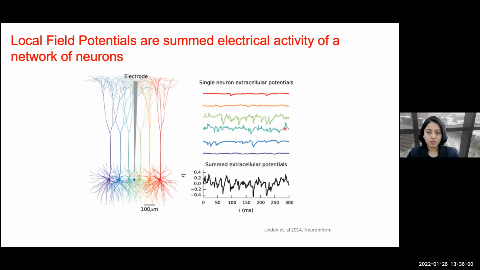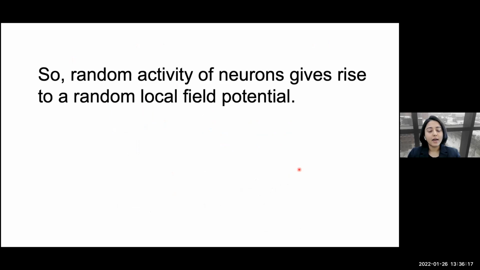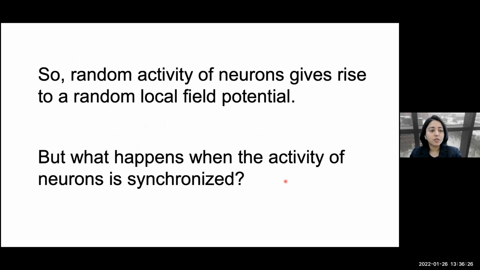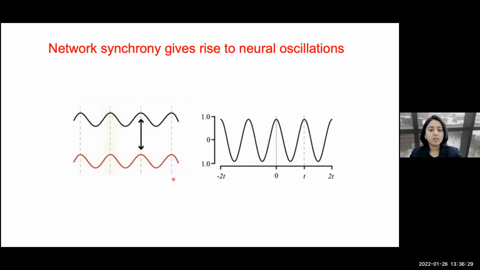One interesting point to note here is that the electrical activity of each of these neurons is different, and the lack of any synchrony among their activity is manifested in the lack of a definite rhythm in these extracellular potentials. So we see that random activity of neurons gives rise to a random local field potential. But what happens when the activity of these neurons is synchronized? For instance, say the peaks and troughs of the electrical activity across neurons are perfectly aligned. In that case, we would get a high amplitude rhythmic signal.